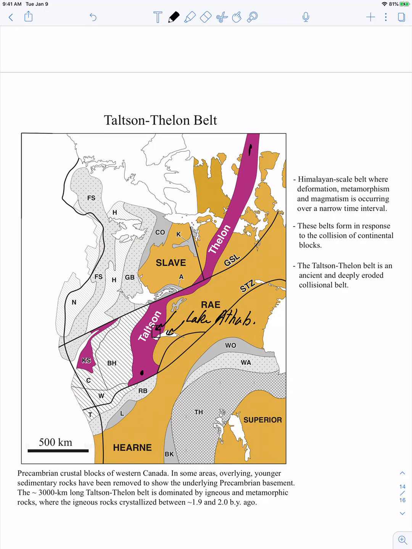Okay, so the picture to take away from the lecture is what the rocks in northeastern Alberta were and the larger belt which those rocks are a part of, the Taltson-Thelon belt. So if you were here in Western Canada 1.9 billion years ago, what you might have seen is a mountain belt, like the Himalayas, or that Tian Shan.